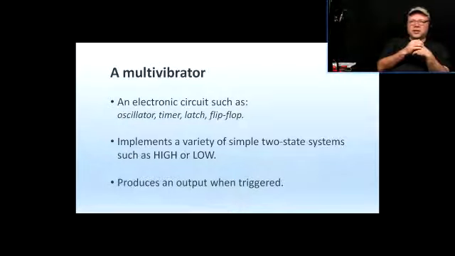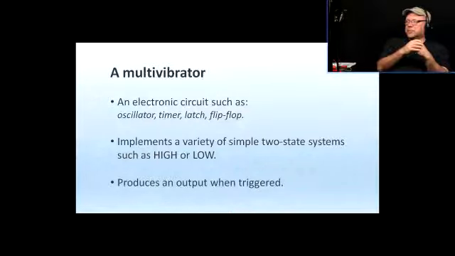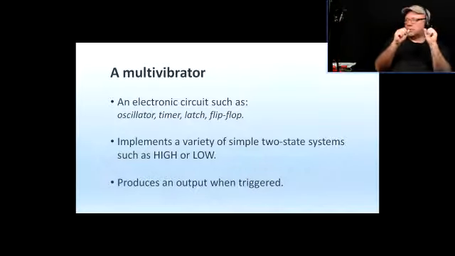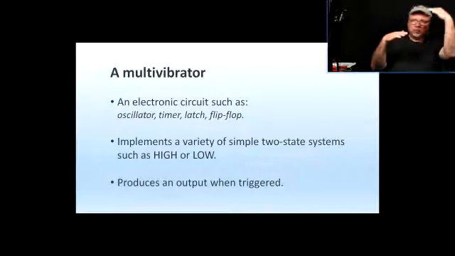So here's an idea of a multivibrator. Now, a multivibrator could be just a simple logic gate, or it could be a device made out of many logic gates and other circuitry that goes around it. All right. So here is a multivibrator. It gives you an output of either high or low. So that's the first concept. Here's the idea of a multivibrator: it's a device that gives you an output of high or low.